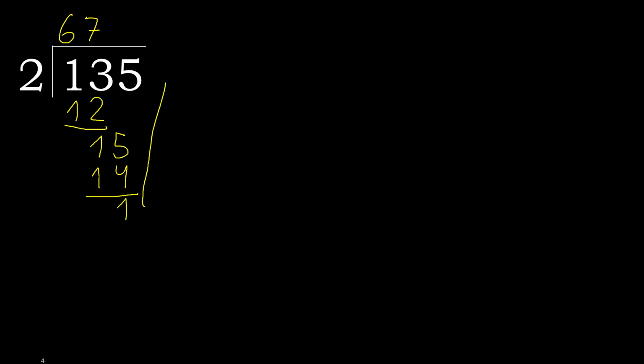Next, there is no number, therefore we complete it, always complete with 0, here with a decimal point. Okay, 10. 2 multiplied by 5 is 10. 10 is not greater. Okay, subtract, 0. The remainder is 0, therefore finish it.